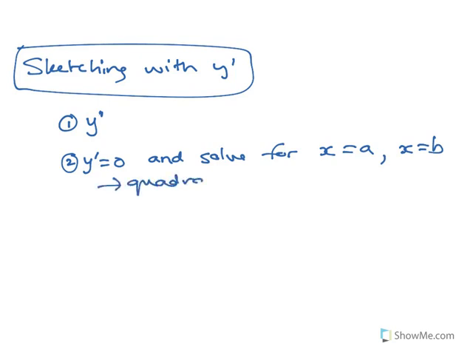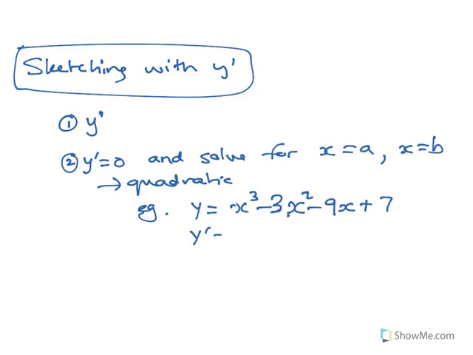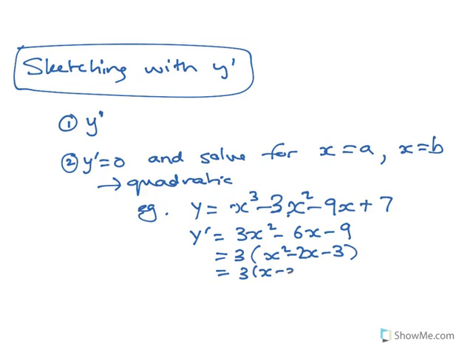Usually it's a quadratic, so you'll have to factorise and solve. Like for example, y equals x cubed minus 3x squared minus 9x plus 7. When you find y dash, that would be 3x squared minus 6x minus 9. Factorise out the common factor of 3, then factorise the rest.